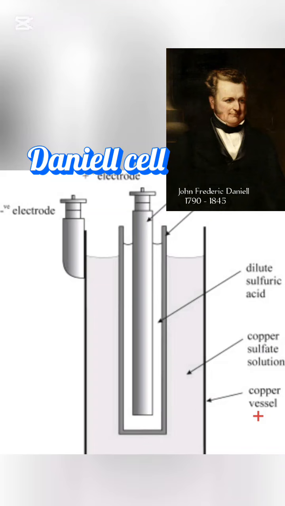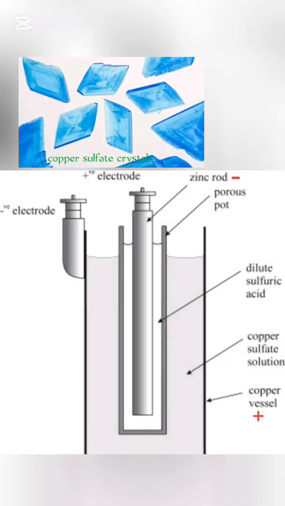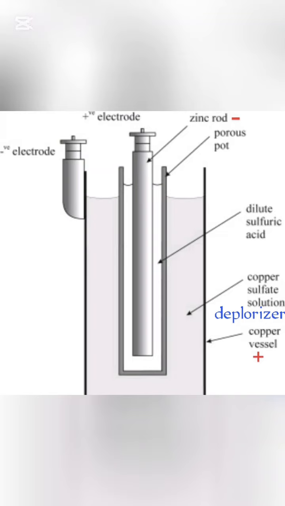or dilute sulfuric acid. Polarization does not occur in a Daniell cell because copper and not hydrogen is deposited at the cathode. Copper sulfate crystals are often placed on a perforated shelf inside the copper vessel to keep the solution saturated. Daniell was the first to use amalgamated zinc, that is zinc coated with mercury, to prevent local action on the zinc rod. The copper sulfate solution acts as the depolarizer in the cell. The EMF of the Daniell cell is about 1.08 volts, and it provides a steady and reliable source of current.